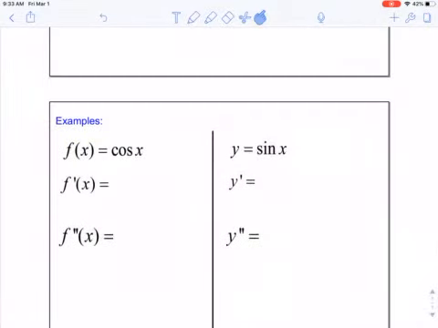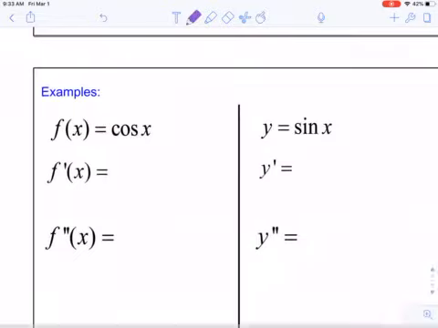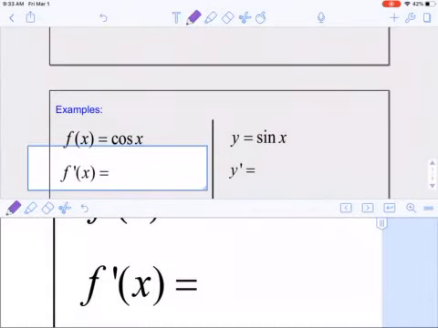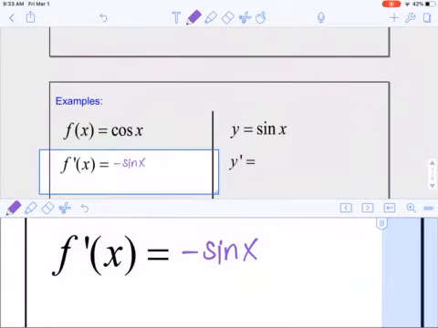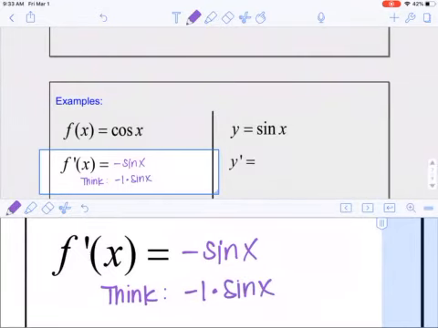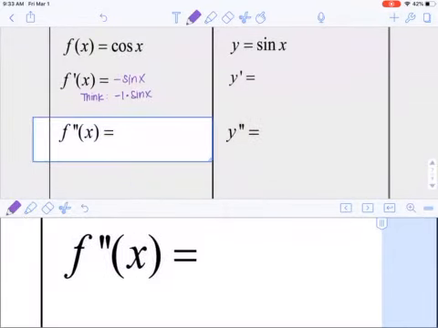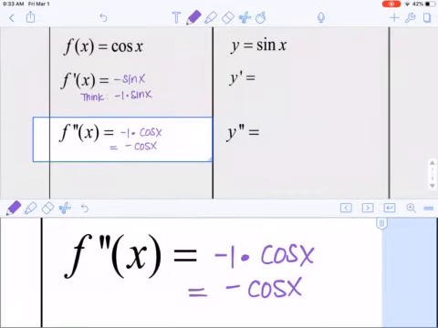So for instance, if I give you the function f of x equals cosine x, what's the first derivative? You should be able to just write that down. Today you might not be able to, but hopefully you are studying, and so over the weekend that would be true. The opposite of sine x really is the same thing as negative 1 times sine x. So if I ask you to find the second derivative, or the derivative of the first derivative, that negative 1 would still be there, and then the derivative of sine of x is cosine x. And so I would write that second derivative as negative cosine x.